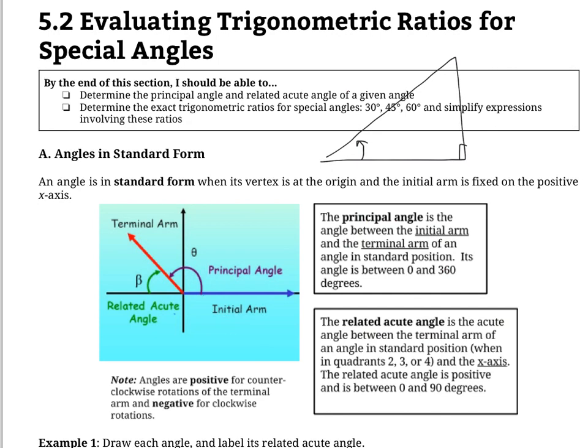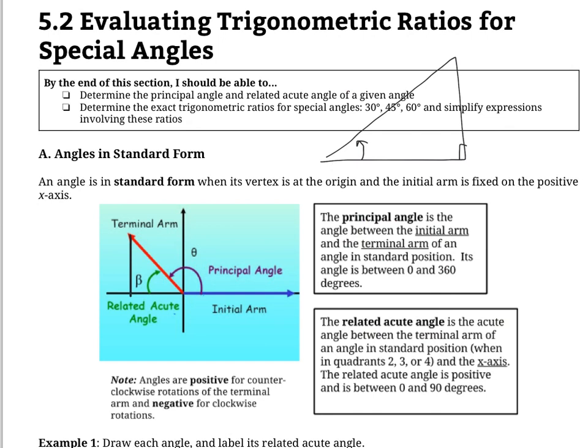Another good way of understanding what a related acute angle is: it's the angle that would be in a right angle triangle. If we were to make a right angle triangle using this terminal arm, it's the angle that's inside of it. So we can make a right angle triangle with the terminal arm by doing that. What we don't want to see happen is making a right angle triangle with the y-axis. It's always, always, always with the x-axis.